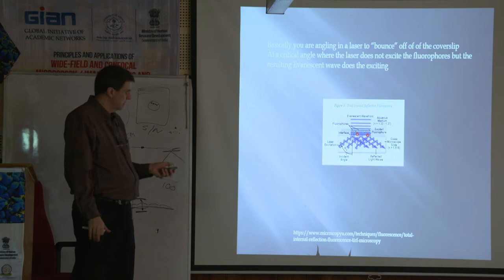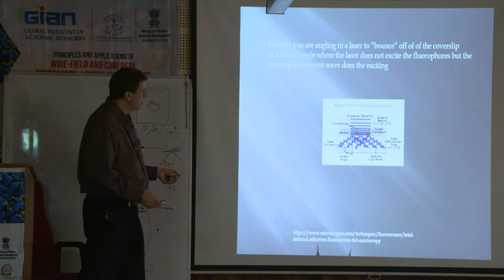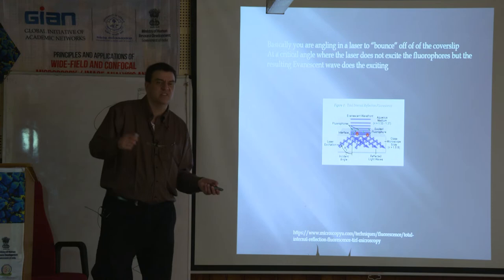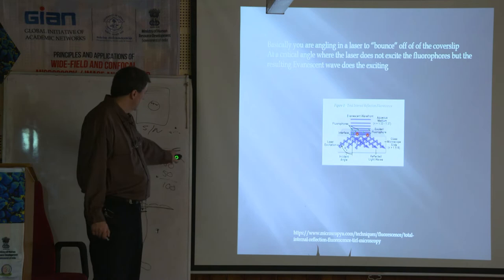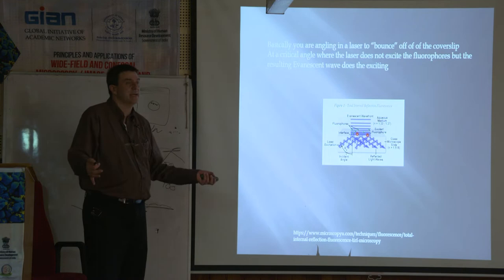It's called TIRF. The drawback, though, is that it only works very, very close to the cover slip. So if you want to study the nucleus, or some other structures, you can't really use TIRF. It's made for this particular application. That's why it was not the easiest thing in the world to sell, because if the person wasn't doing that technique, they wouldn't buy one.